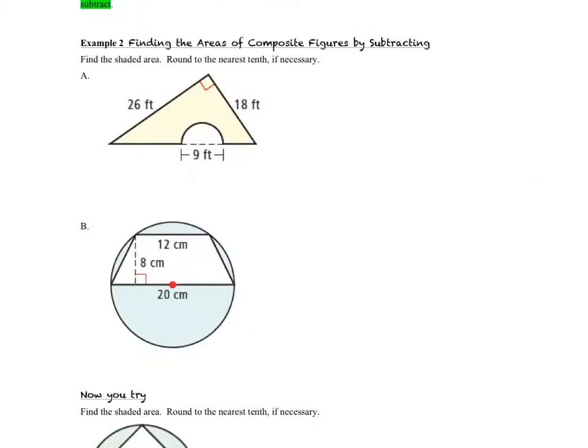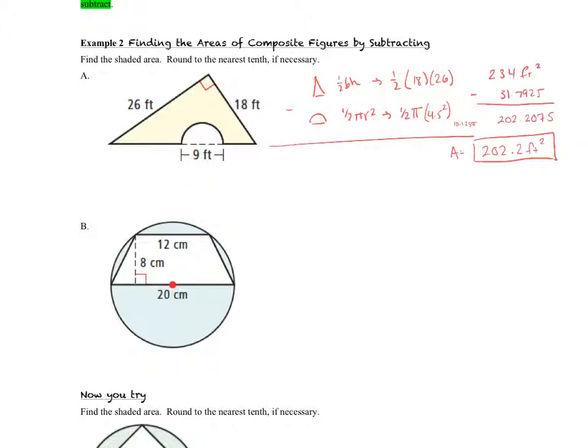These are a little bit different because something's been subtracted here. So in this case, we have a triangle minus a semicircle. Remember, a semicircle is 1/2 pi r squared, and a triangle is 1/2 base times height. So I plug that in. 1/2 times the base, which is 18, times the height, which is 26. And then for the other one, it's going to be 1/2 times pi times the radius, which is going to be 4.5, since the diameter was 9, squared. And we're going to subtract these numbers. So once I calculated my answers and subtracted, I ended up with 202.2, rounded to the tenth, feet squared.